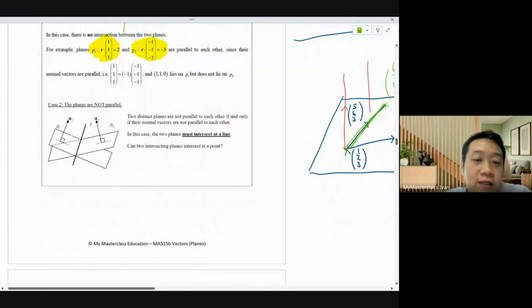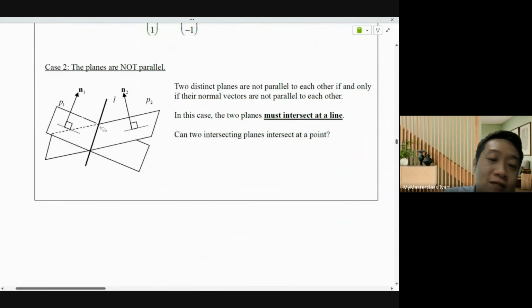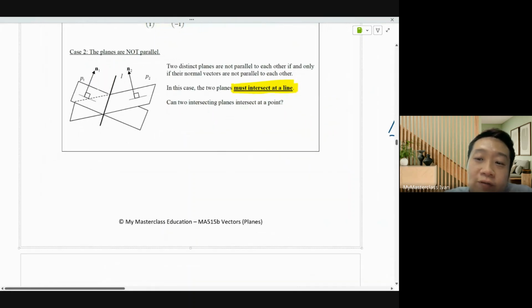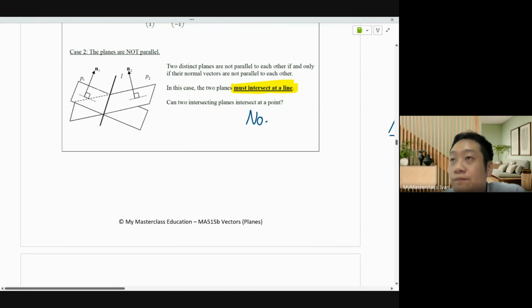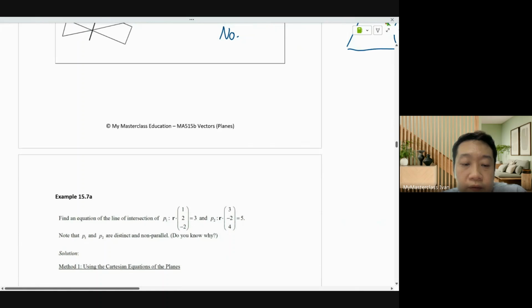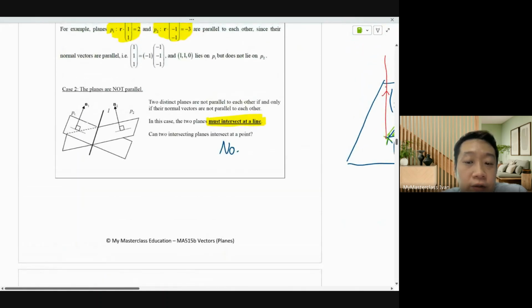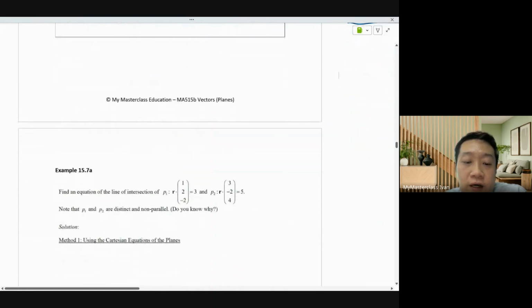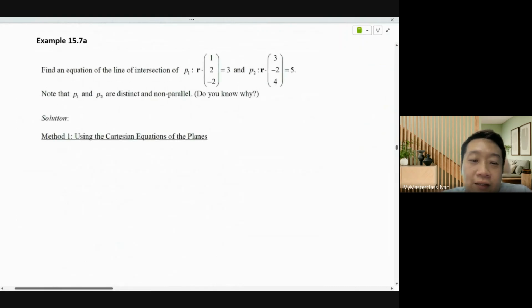Next, if they are not parallel, then they will always intersect at a line. If two planes are not parallel, they will always intersect at a line. Two intersecting planes will never intersect at a point. So in order to find the intersection of two planes, always use the Cartesian equation.